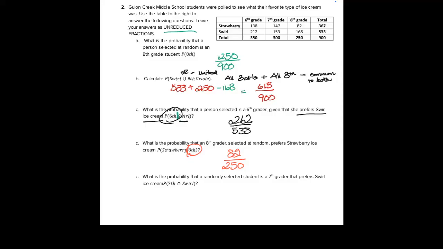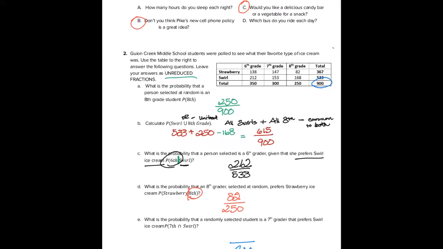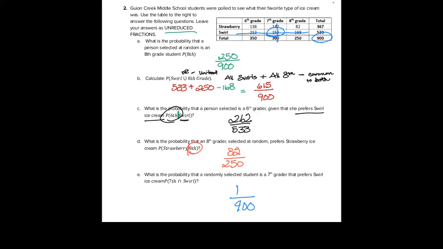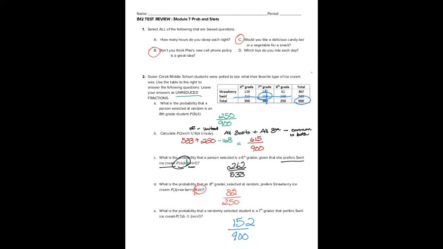Come on, raise your hand. Show me something. Everybody should be saying 900. Yes, that is my denominator. And then 7th grade and swirl. Here's my swirl. Here's my 7th grade. There's my and, where they intersect. So that is 152. Okay. All right. So, hey, that's the first page. Any questions on that?